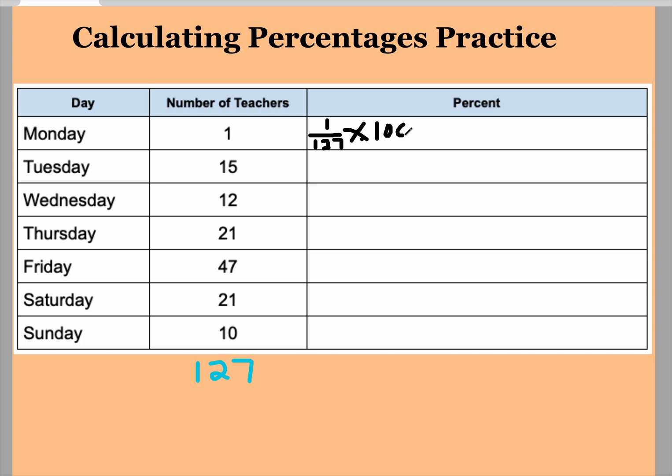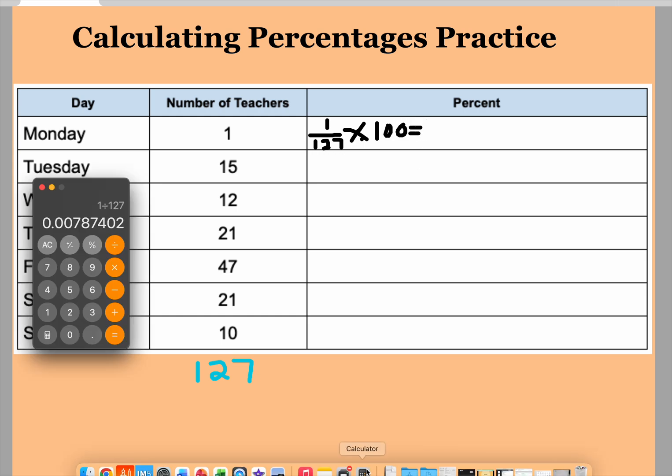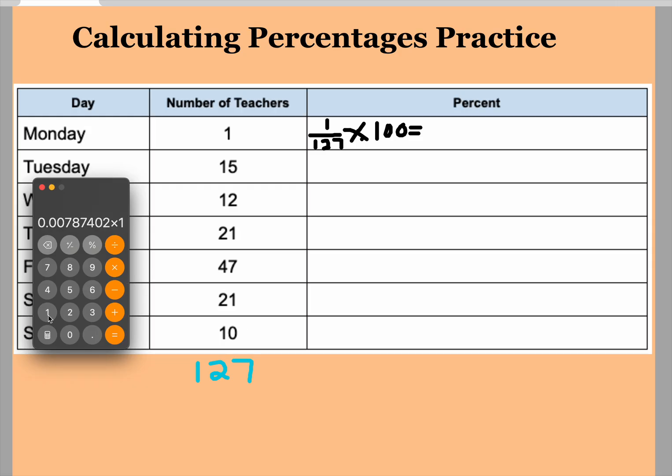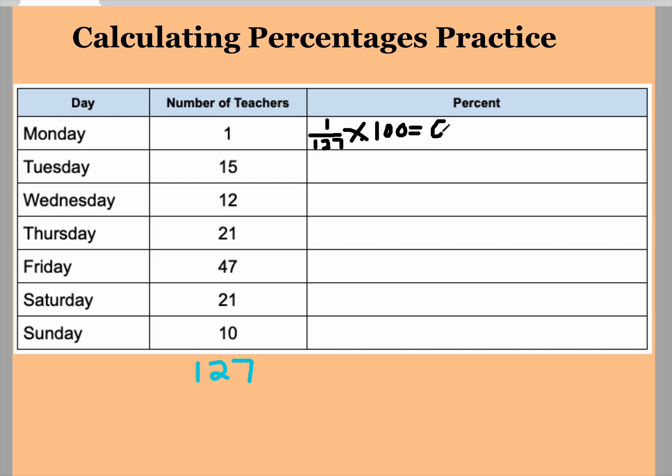Now, we know that means to move the decimal twice to the right. I'm going to use my calculator here, times 100. And the directions on this are we're going to round to the nearest hundredth. So 0.787. I'm going to write that down. 0.787. So the 8 is in the hundredths place.